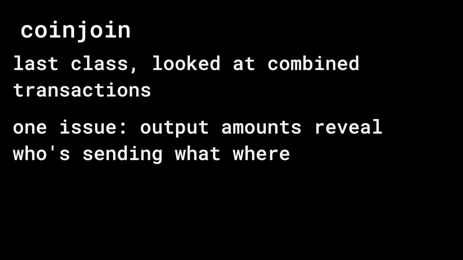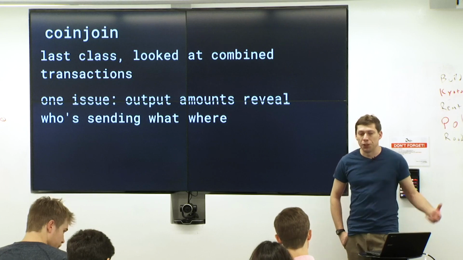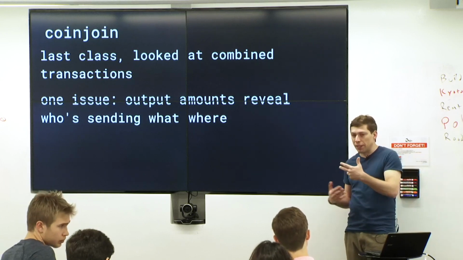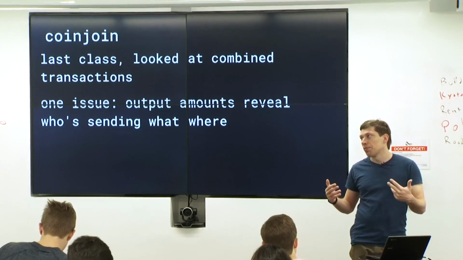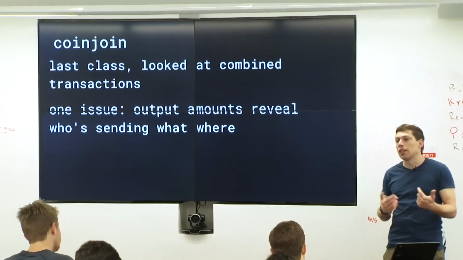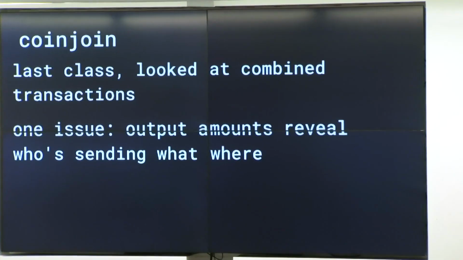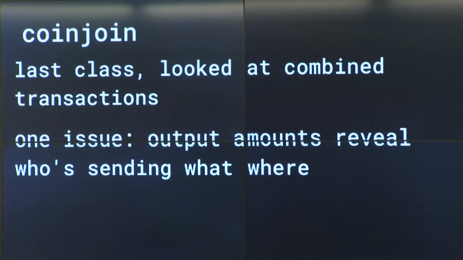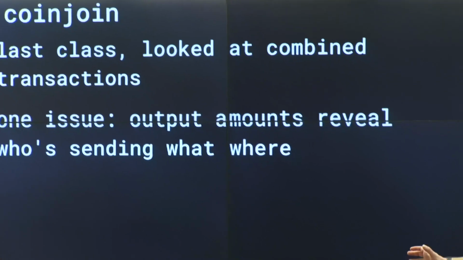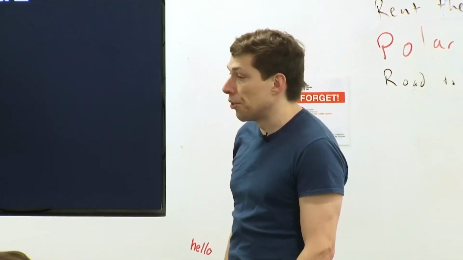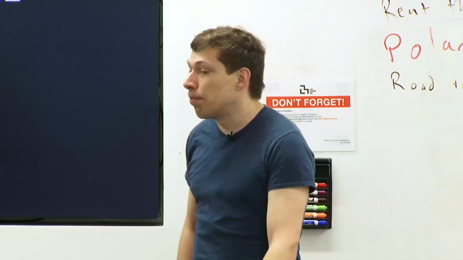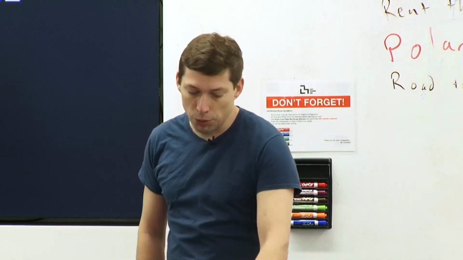Okay, so CoinJoin. Last time we talked about combining transactions with other people, where you have your input, they have their input, you have your output, they have their output. If you shuffle the ordering of the inputs and outputs, it might not be clear who's sending what where. You're just aggregating it, and in the process you're losing information, because no one gets to see the borderlines between this being one transaction and that being another. It's all in the same transaction, so you can't really tell. But one really big issue was that the output amounts can often reveal who's sending what where.